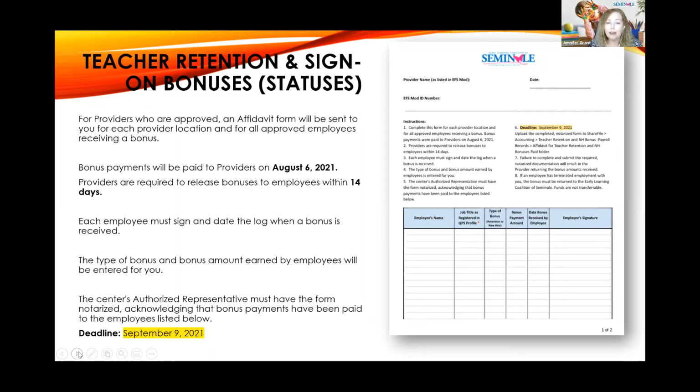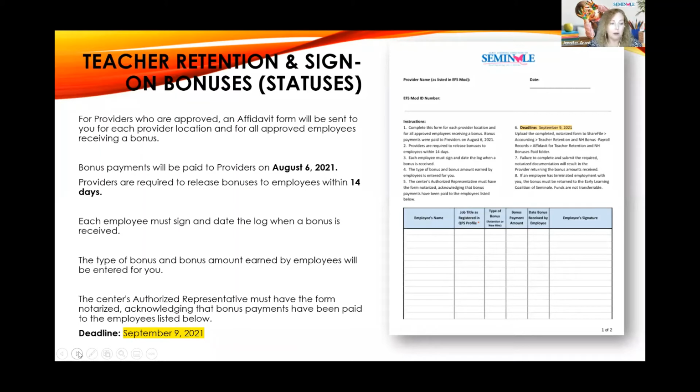We do highly recommend that if, for example, you have a bus driver or a cook that's instrumental in your business, and we know they're very important, that you use some of your Phase 5 CARES funding to give them some kind of financial stipend, but we couldn't use quality funds for every possible person in your employ.